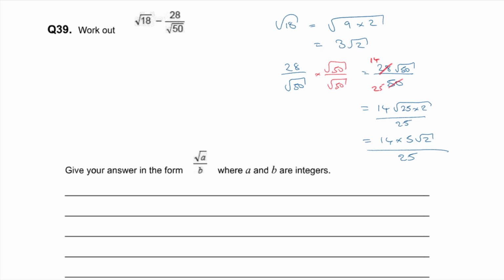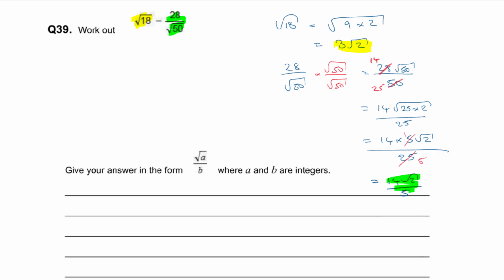Now, rather than multiplying the 5 with the 14, I've seen it can cancel into the denominator, give me 1 and 5. So that's the same thing as 14 root 2 over 5. Okay? So now I've got both of my surds simplified down. So this part here, root 18, I can write as 3 root 2. And this part, 28 over root 50, I can write as 14 root 2 over 5.